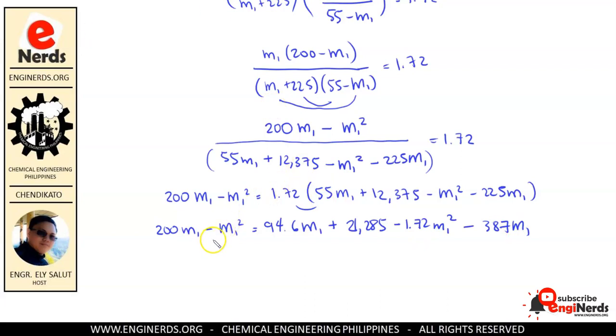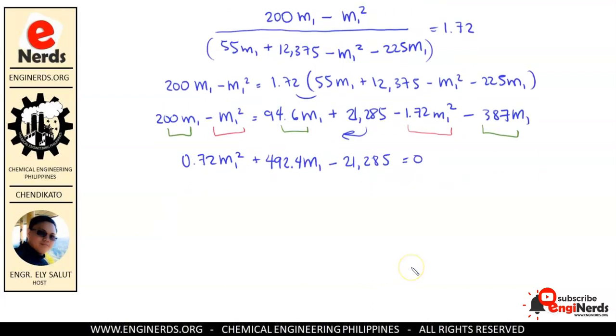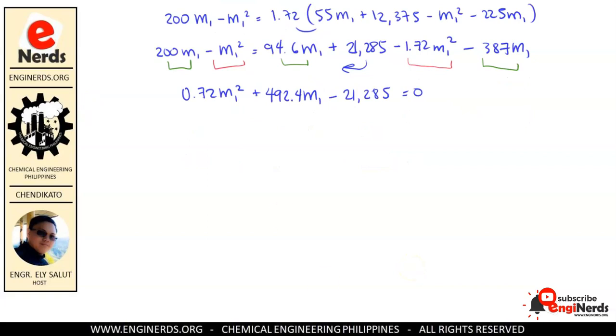We will combine itong M1 squared here and M1 squared sa ating right side ng equation, no? So, dadalhin ko lahat sila sa left side natin. So, we'll have here 1.72 minus 1 is equal to 0.72 M1 squared. And then, combine naman natin lahat ng ating M1. We have 200 M1. Then, we have 94.6 M1. And we have negative 387 M1. So, adding all of that, we'll have here plus 492.4 M1. And then, transpose natin tong 21,285. We'll have here minus 21,285 equal to 0. Okay, guys. So, nakikita natin ngayon dito para ma-solve natin to, we need to use quadratic equation, no?